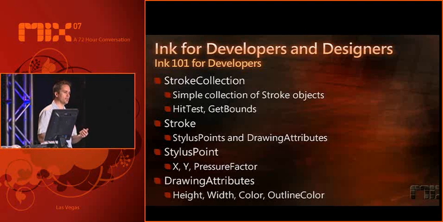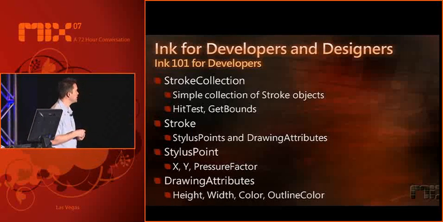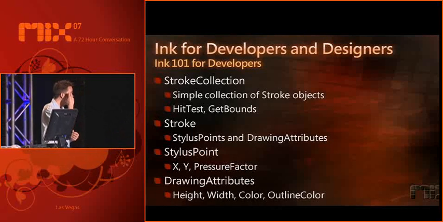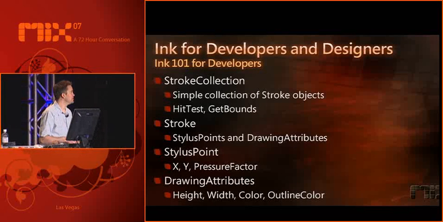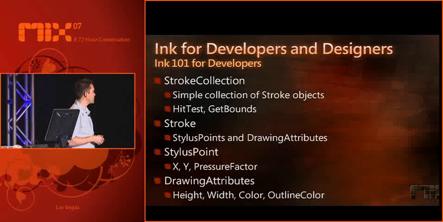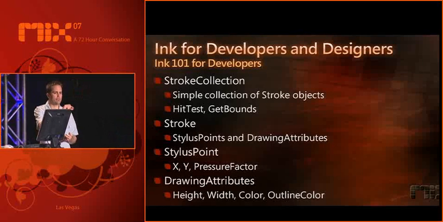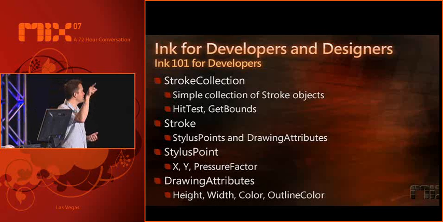As well as get bounds to return the actual bounding rectangle of any of the ink factored into the drawing attributes as well. And again, a stroke is just very simple. It's stylus points and drawing attributes. And drawing attributes only have four properties of interest. There's the height and width of the tip of the pen, as well as the color, which is the fill color, and the outline color, which is the outside.